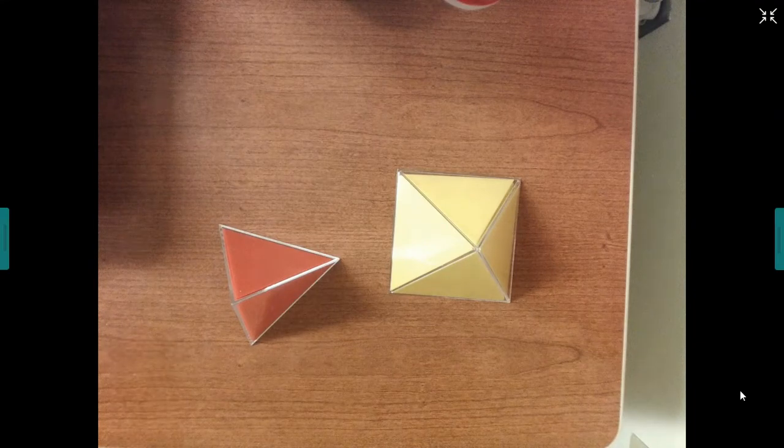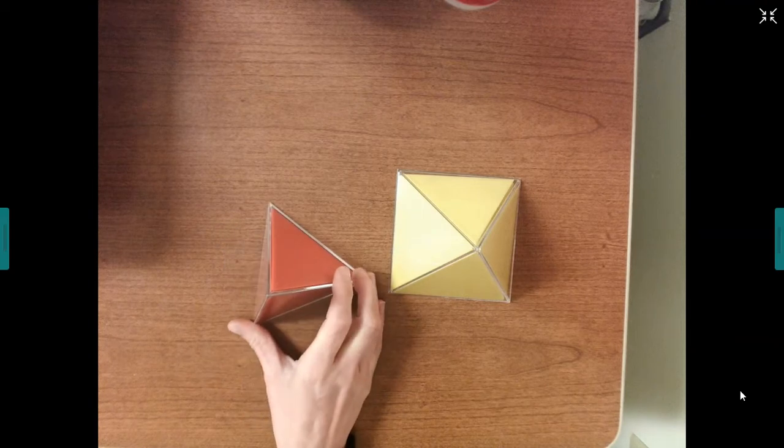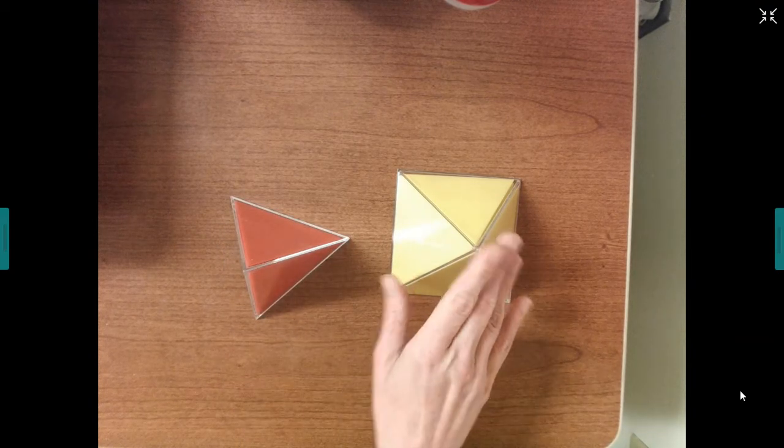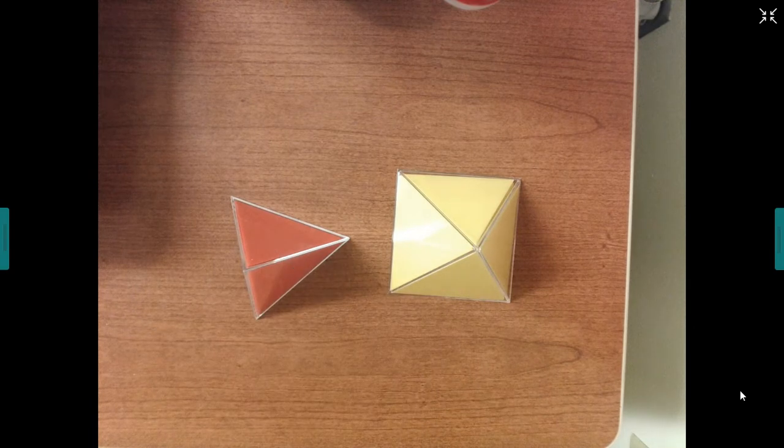Unit 7 again is regarding 3D figures and finding the volume of these 3D figures. So we've already discussed how to solve for the volume of prisms, and we've compared the volume of prisms to the volume of pyramids. So today we're going to be solving for the volume of pyramids, specifically rectangular pyramids and triangular pyramids.